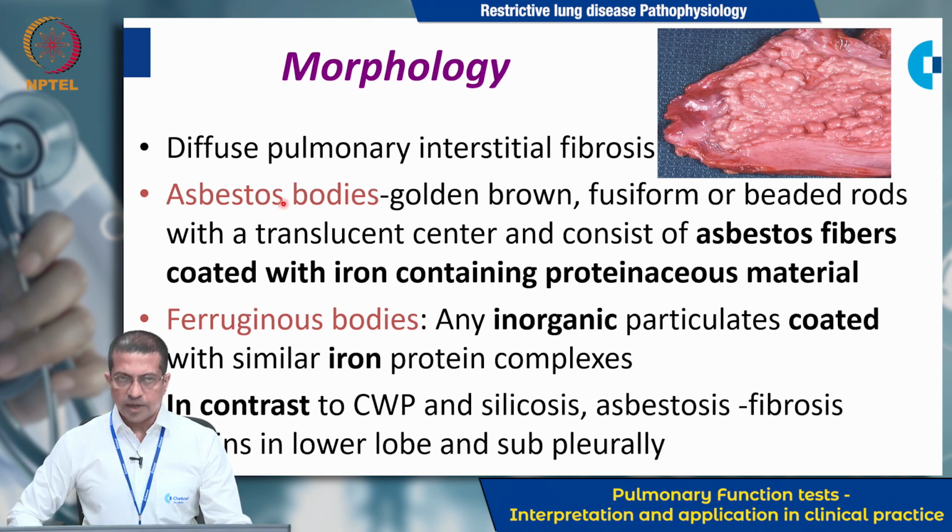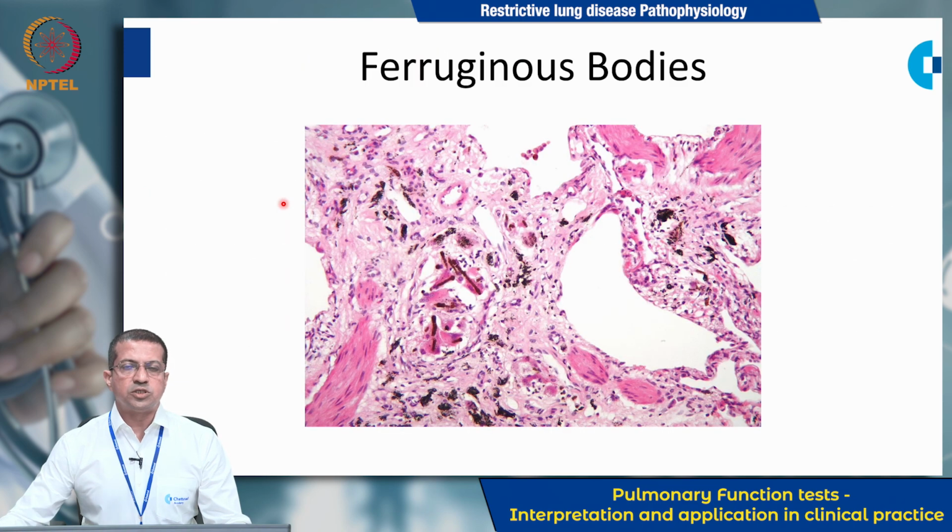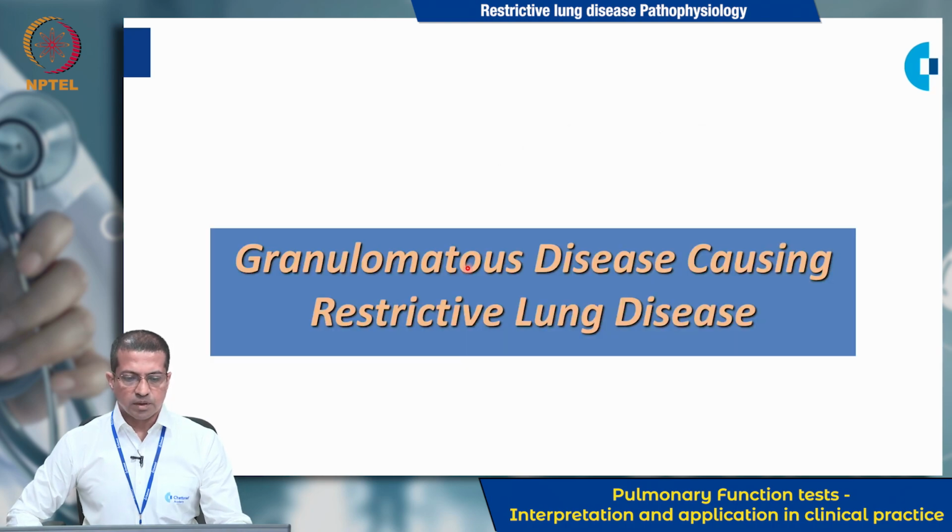When you see it in the microscope, asbestos bodies or ferruginous bodies would be present. They are nothing but rods of asbestos fibers which are beaded at the ends, and they are coated with iron and a proteinaceous complex to form these kinds of bodies. If it is non-asbestos fibers, we call them ferruginous bodies. If they are asbestos fibers, they are called asbestos bodies.